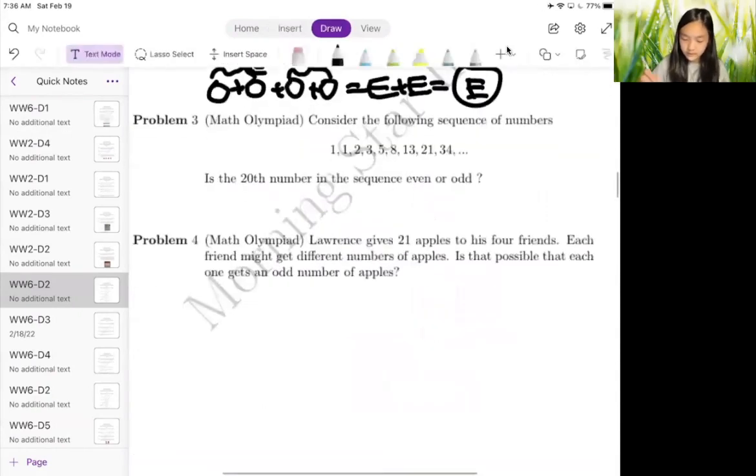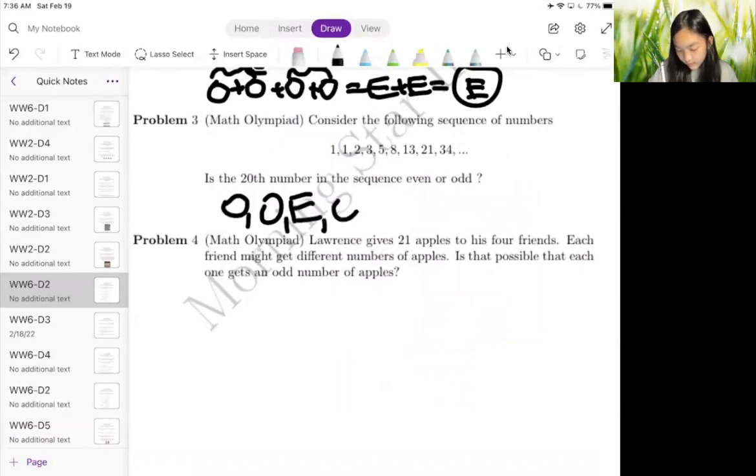Problem 3. Consider the following sequence of numbers 1, 1, 2, 3, 5, 8, 13, 21, 34. Is the 20th number in the sequence even or odd? If you look closely at the sequence, it is odd, odd, even, and then it's odd, odd, even. So following this pattern, the 20th digit should be odd.